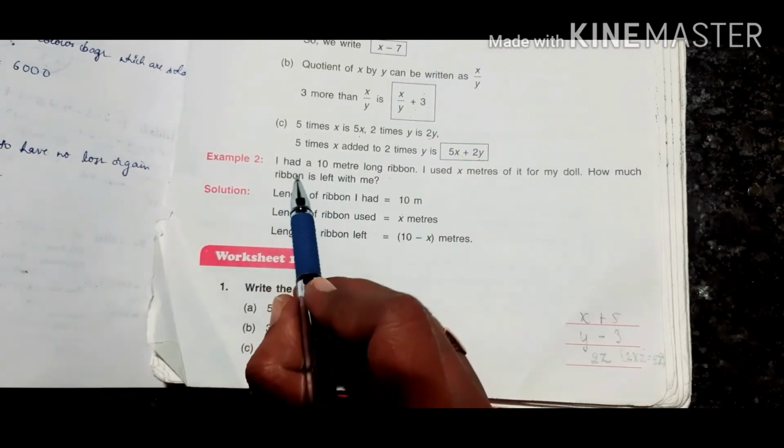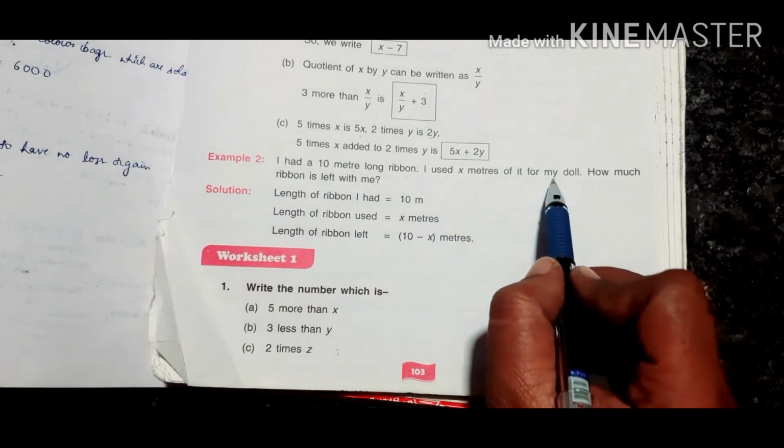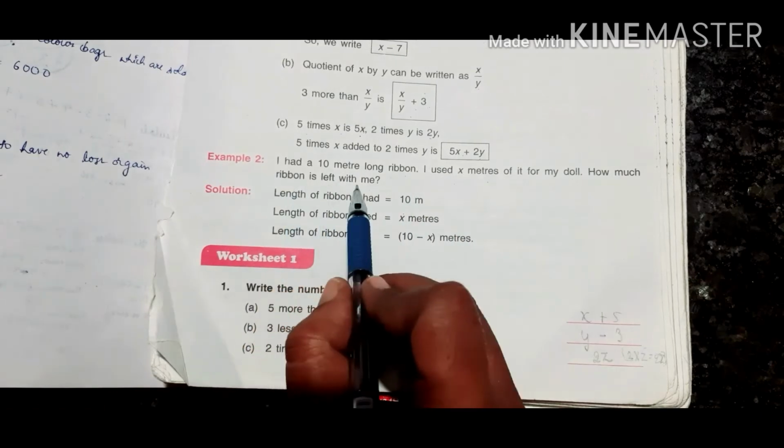Children, next example is: I had a 10-meter long ribbon. I used x meters of it for my doll. How much ribbon is left with me?